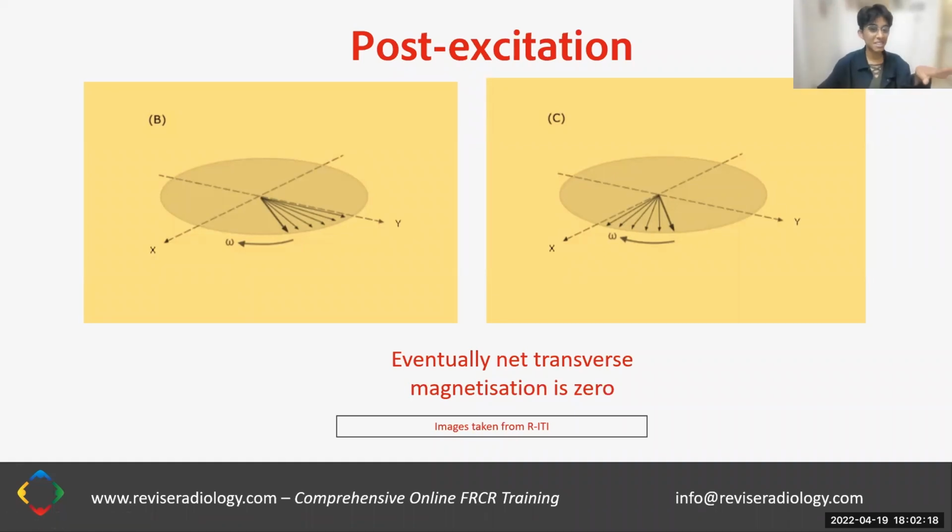So this has been a brief look at what is nuclear magnetic resonance, what is the excitation that's happening, and what are the relaxation processes that give rise to our relaxation types, which are T1, T2, T2 star.